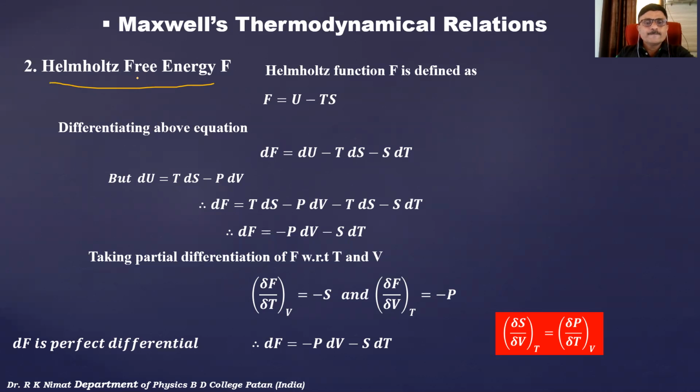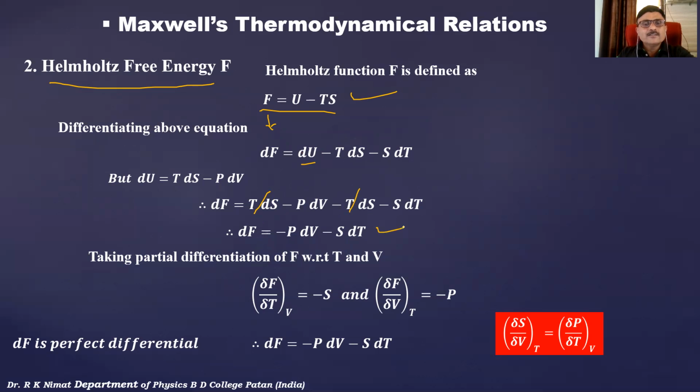Now we know that to derive the second Maxwell's thermodynamic equation, we have to use the Helmholtz free energy. We know that Helmholtz free energy is given as F is equal to U minus TS. Again, if you differentiate this, you will get dF is equal to dU minus T dS minus S dT. But we know that dU is equal to T dS minus P dV. All these equations we have derived in my first lecture. So use the value of dU here. You will get T dS minus P dV minus T dS minus S dT. So this T dS will get cancelled.